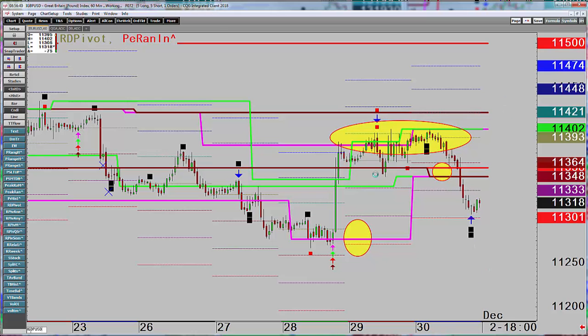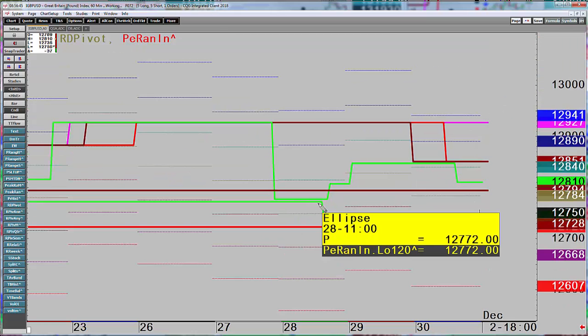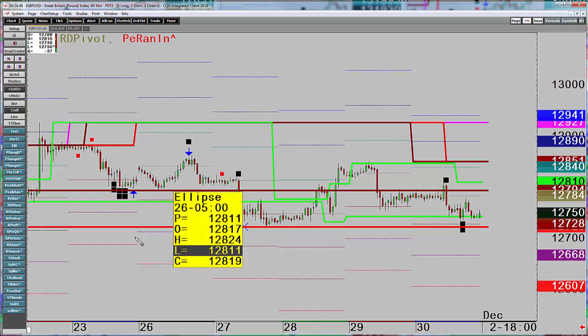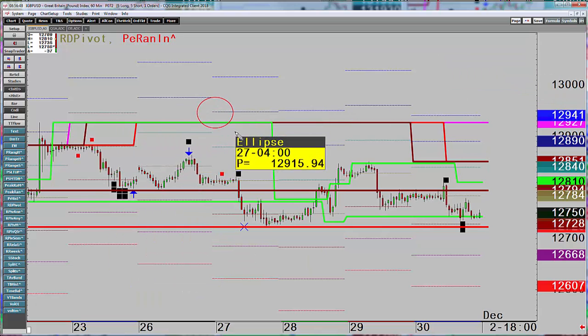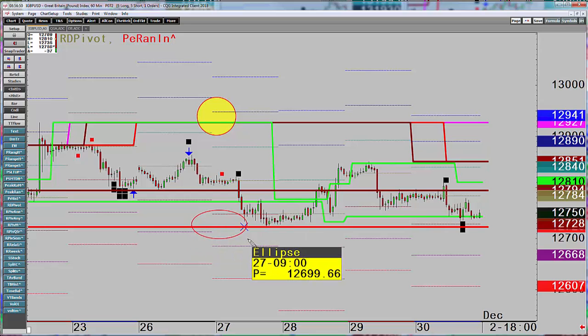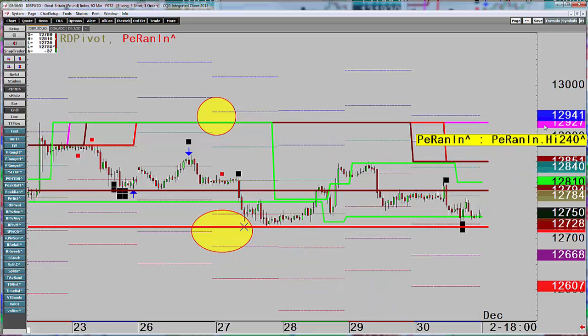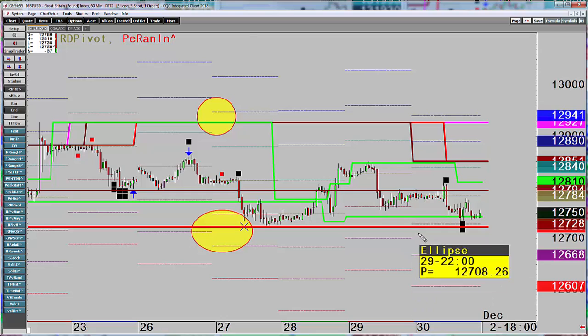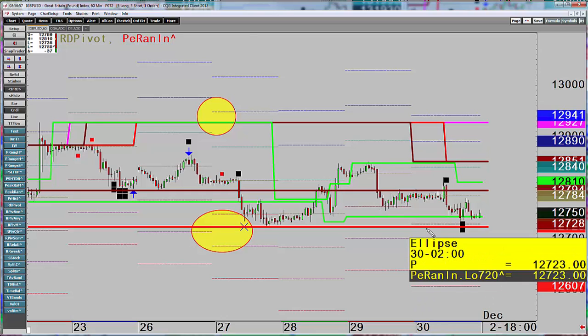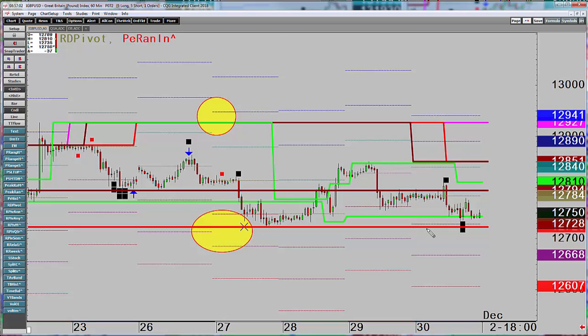Pretty choppy all around on the pound, and we've really been trapped in a range that has not changed all week, stayed the same. So the upper boundary is 129.27, the lower boundary is 127.23. So pretty important, I suppose, although it's all things Brexit.